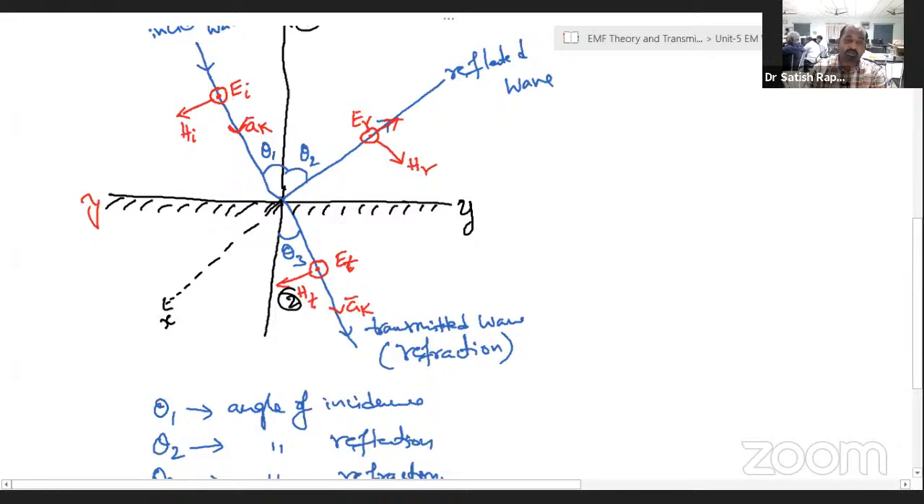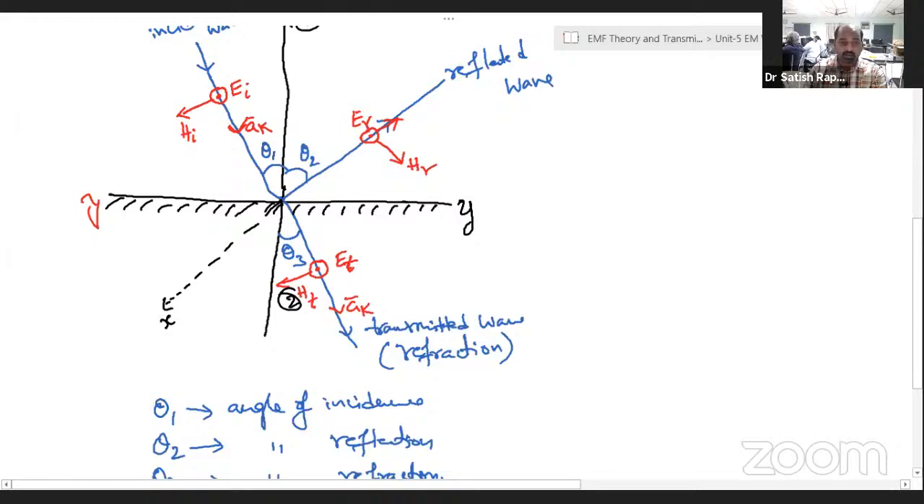Three are mutually perpendicular. So the dot, Ei, the electric field, is indicated with the dot in the sense perpendicular to the surface, in other words, the screen. And this is the direction of magnetic field and direction of wave propagation. So those three are mutually perpendicular to each other, right? So this is how we can indicate it.